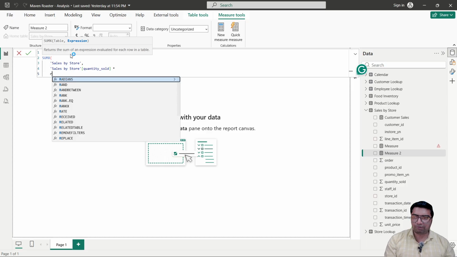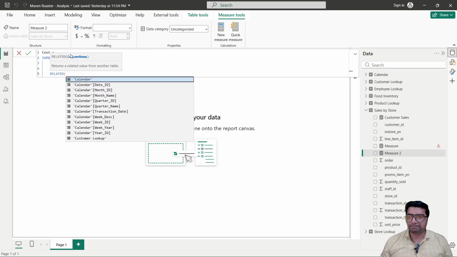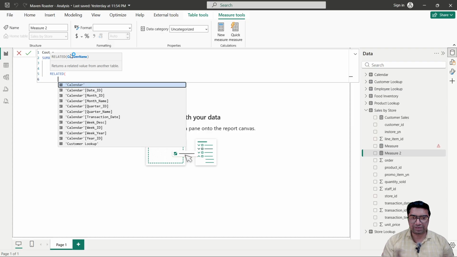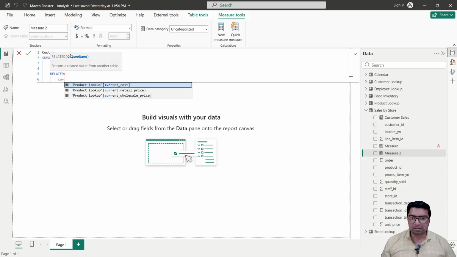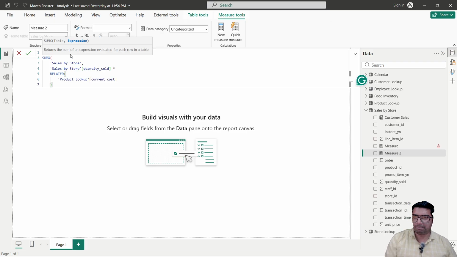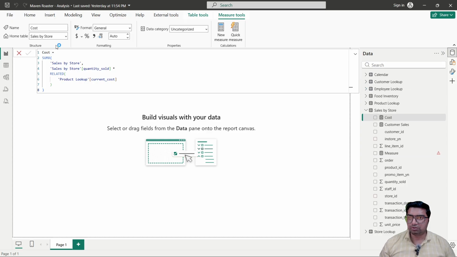So we can use another function, RELATED. Through RELATED, I can call the entire column, the current cost, in front of this, so we can evaluate these functions row by row. I want the current cost. Enter, and this is completed. Enter, and this one is also completed. Hit enter, so cost will be here.